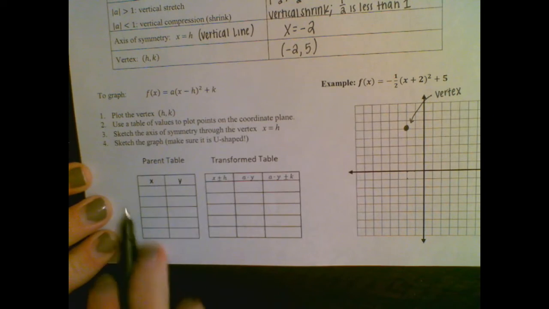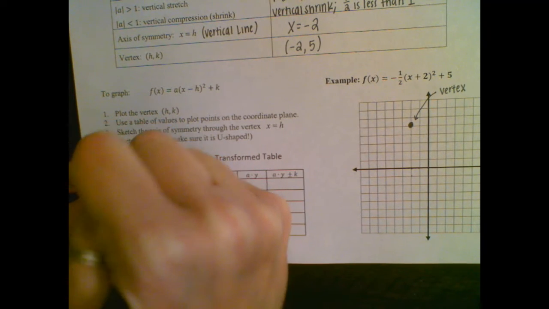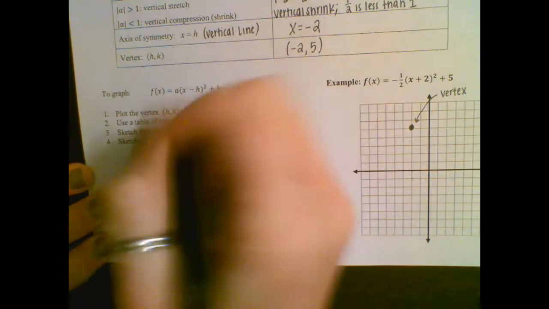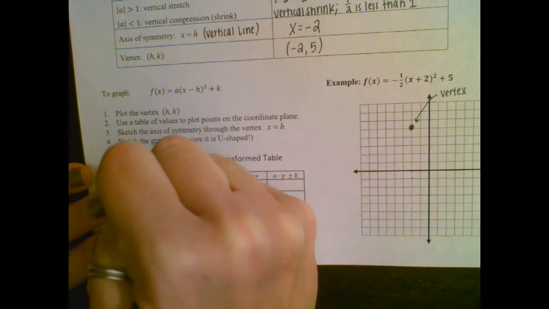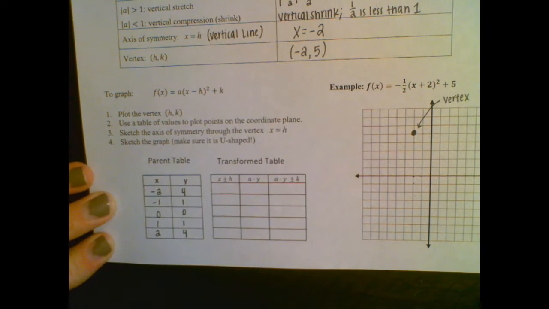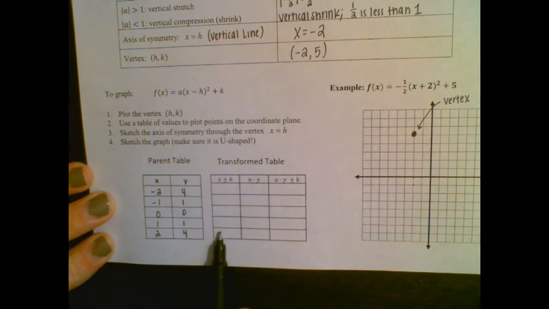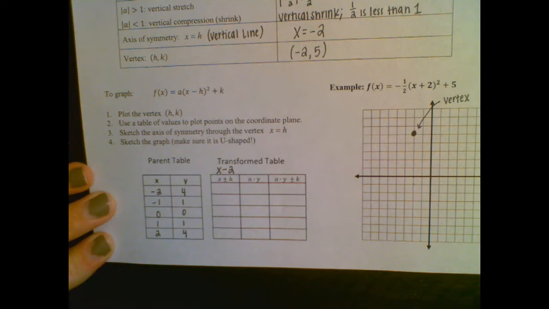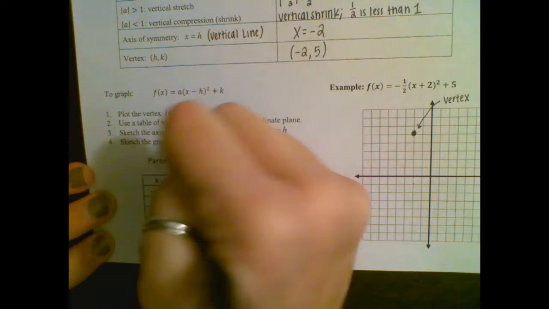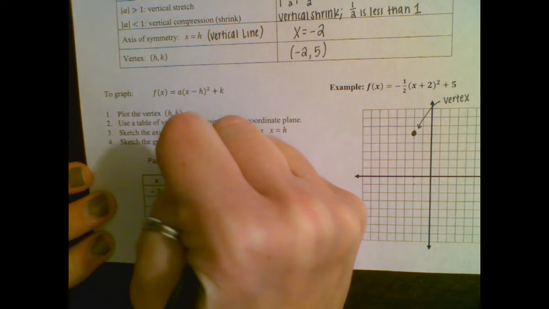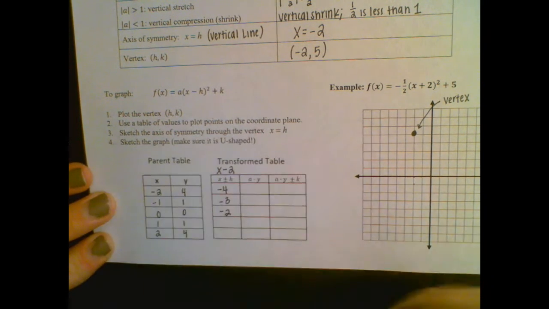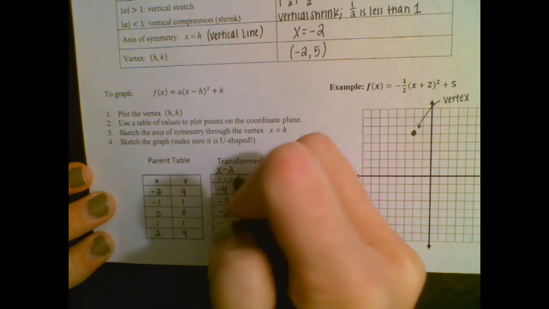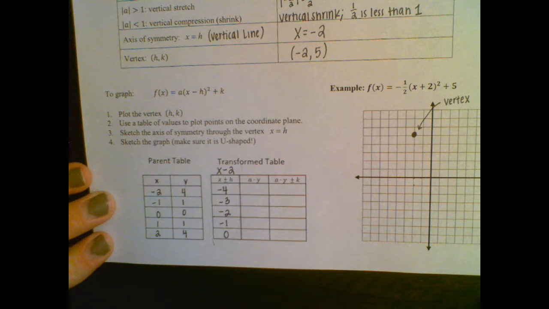And I'm going to set up the parent table of values that we set up from that first thing I started talking about in these notes. So -2, -1, 0, 1, and 2 are still our x values. Our y values are now 4, 1, 0, 1, and 4. And then the x values are going to be moved by whatever the h value is. So since h is negative, we're going to take all of our x values and subtract 2 from them. So -2 minus 2 is -4. -1 minus 2 is -3. 0 minus 2 is -2. 1 minus 2 is -1. 2 minus 2 is 0. So these are going to be the x values that we're going to end up graphing on our coordinate plane.